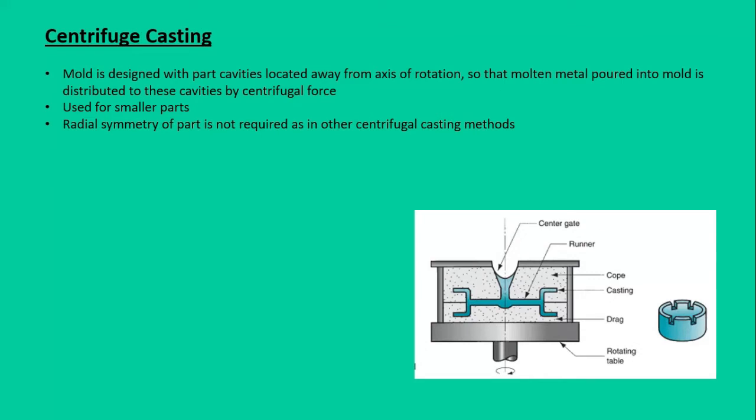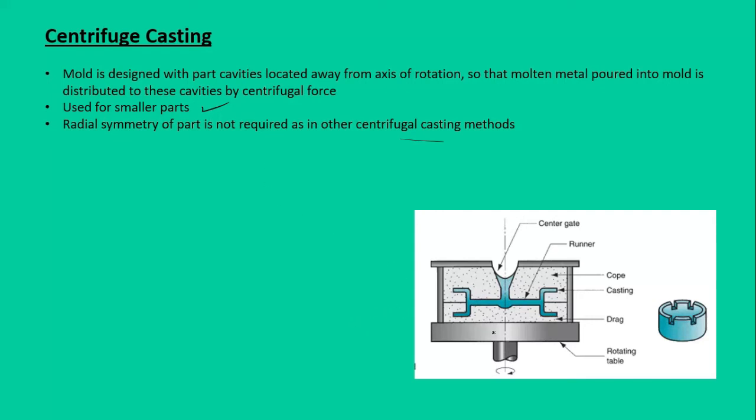Now the last type of centrifugal casting is centrifuge casting. In this kind of casting, the mold is designed with the part cavities located away from the axis. So if we desire some special geometries or cavities towards the edges, we use centrifuge casting. Once we pour the molten material into the mold, it is distributed to these cavities by centrifugal force. The centrifugal force helps the molten material reach these cavities, and it is mostly suited for smaller parts, and the radial symmetry of the part is not required as in the other centrifugal casting. So it is not a requirement that the part be radially symmetric on both sides of the axis.